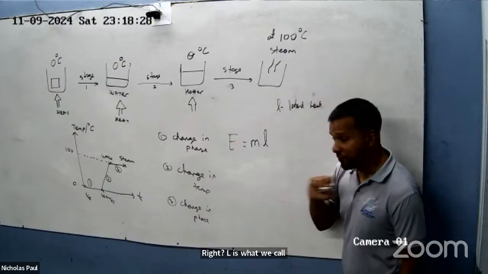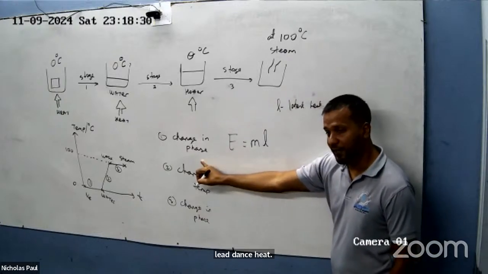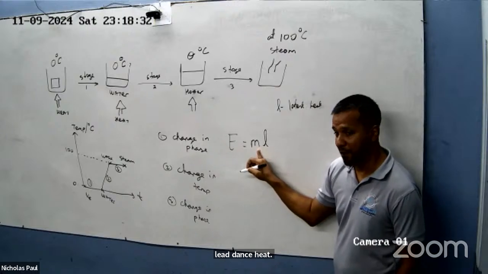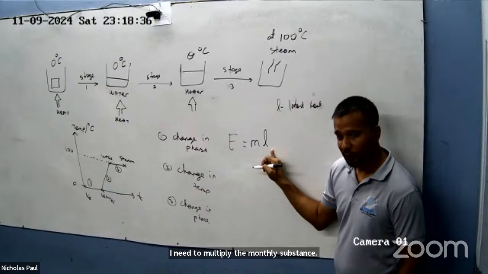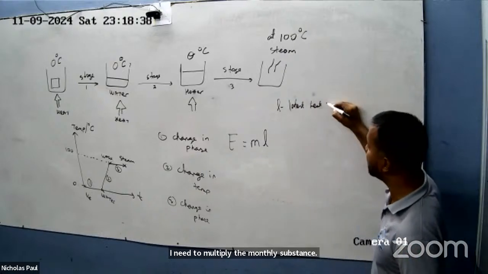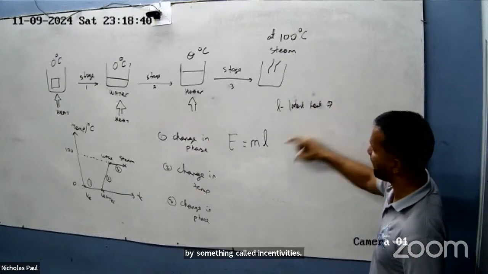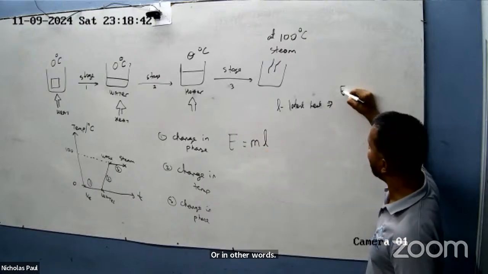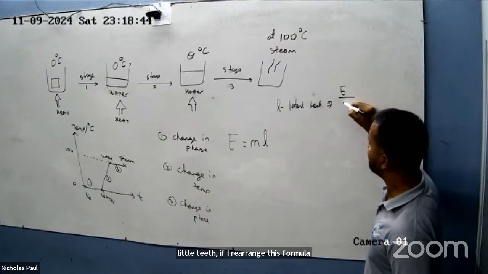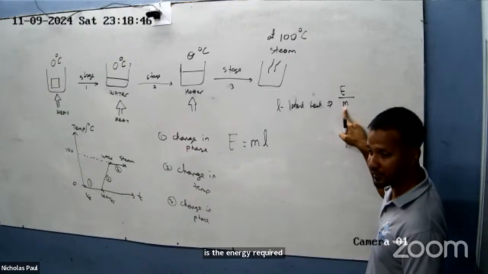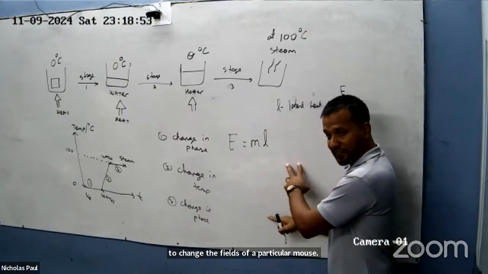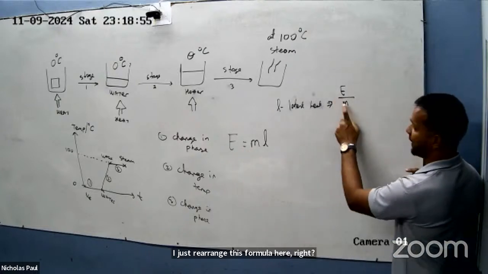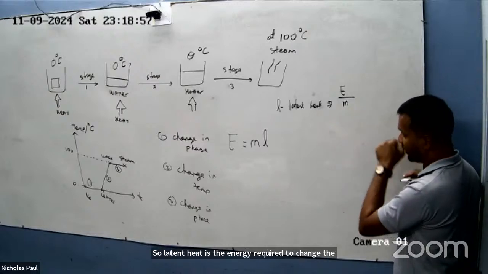Right? So if I wanted to find the energy required for this, I need to multiply the mass of the substance by something called latent heat. Okay? Or, in other words, latent heat, if I rearrange this formula, is the energy required to change the phase of a particular mass. You okay with that? I just rearranged this formula here, right? So latent heat is the energy required to change the phase of a particular mass.